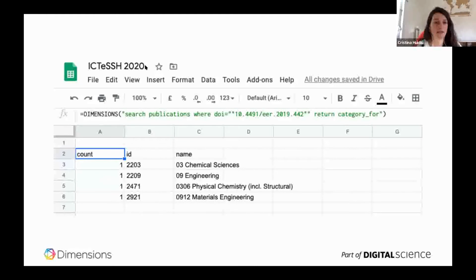From which API is this functionality available? It is all in the same API. Dimensions doesn't have multiple APIs. It is just one API. Well, actually, there are 3 different ones, but they're for different uses. So it is the same data.